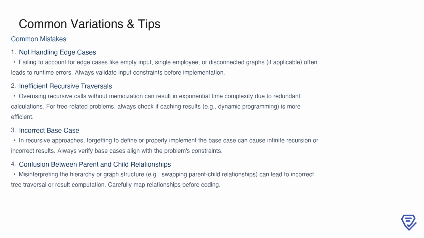Another frequent mistake is using inefficient recursive traversals. Overusing recursion without memoization can result in redundant calculations, which can significantly increase the time complexity, potentially to exponential levels. For tree-related problems, caching intermediate results using techniques like dynamic programming can be a game-changer.